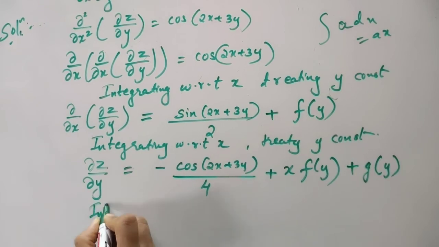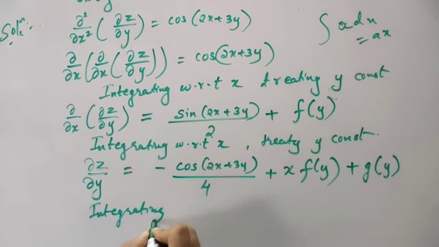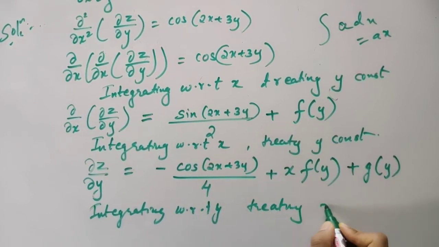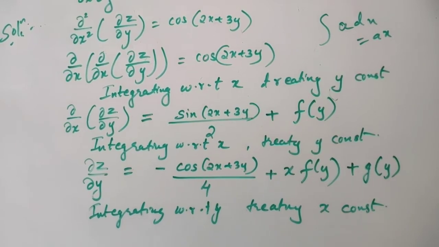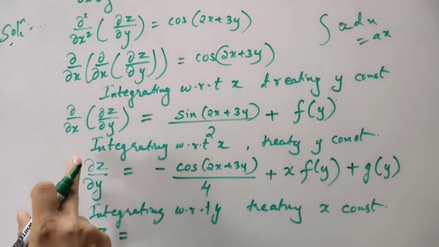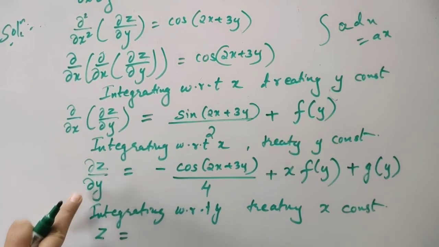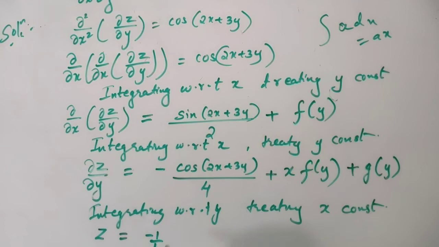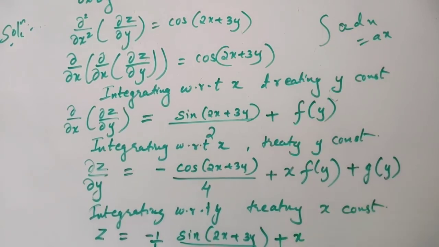So right here, integrating with respect to y, treating x constant, you get back z from this. Integration of this with respect to y gives you z is equal to, now you have to integrate this with respect to y. Once again, integration of cos, keep the minus 1 by 4 as it is. Integration of cos is sine of 2x plus 3y. Now since you are integrating with respect to y, the coefficient of y should be written in the denominator, divided by 3. Plus x as it is, because it is constant.